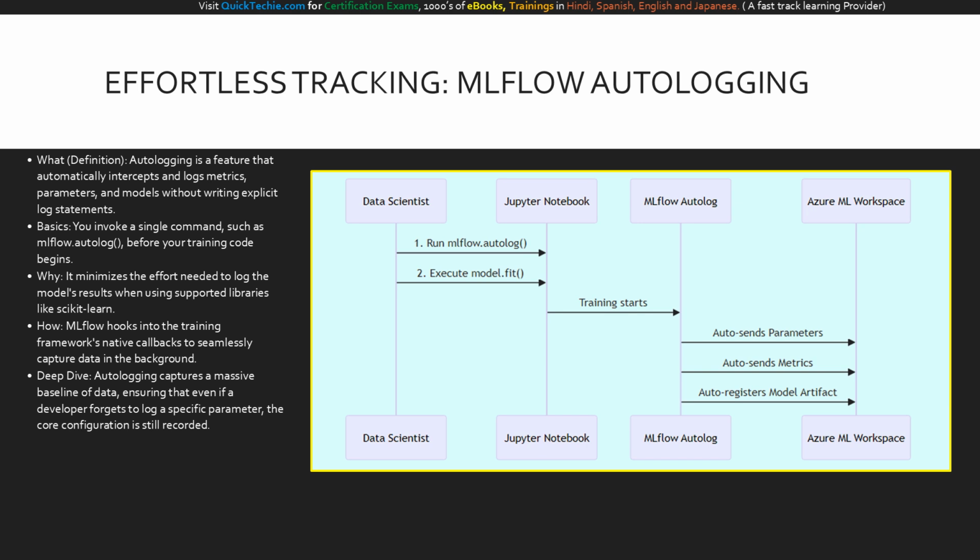As your model trains, it captures the hyperparameters, the training metrics, and even the final model artifact without you writing another line of tracking code. This is incredibly powerful for rapid iteration. You can focus entirely on experimenting with the model's architecture and let MLflow silently build the comprehensive record in the background. This sequence diagram illustrates the beauty of autologging.